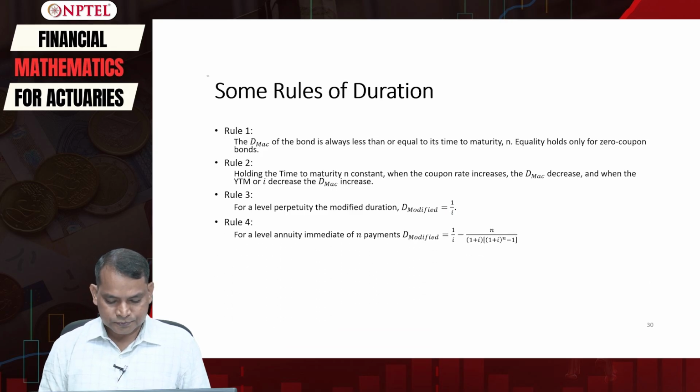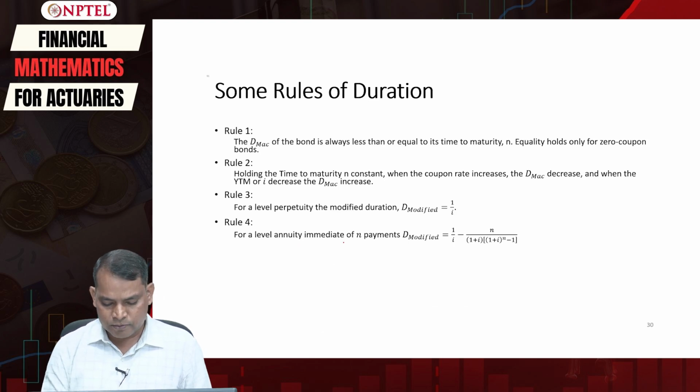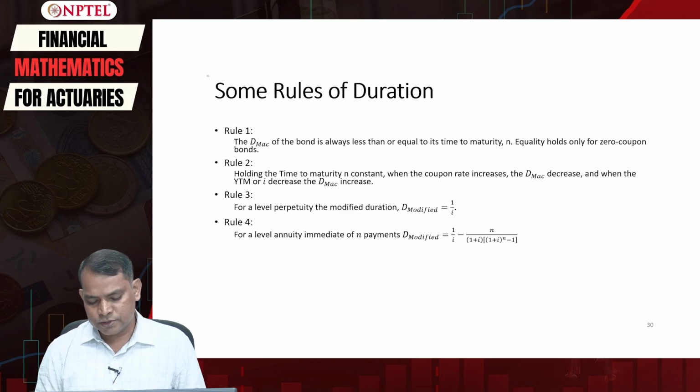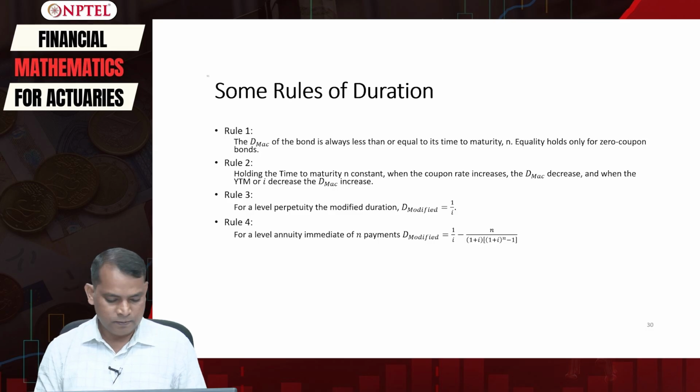Rule 4 says that for a level annuity immediate of n payments, the modified duration can be computed as D modified equals 1 upon i minus n upon (1 plus i) multiplied by (1 plus i) to the power n minus 1.